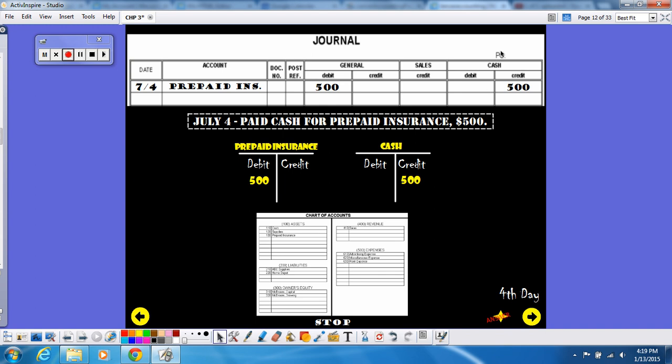Now this is a special amount column. Sales and cash are considered special amount columns because they're always on the journal. We use them so much. So since cash is already up here, we do not have to write anything in our account title for this one. We just come over here to cash. It's a credit, so we put the 500 in the credit side of our cash. All right, that's our review for the last page.